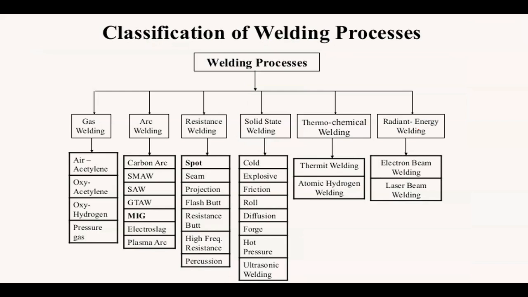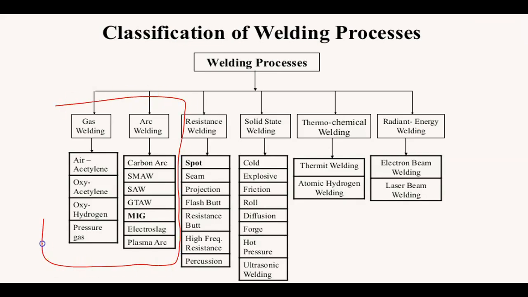Okay, this is very important. How can the welding process be classified? Generally we have about six different types of welding process, starting from gas welding. Gas welding is further classified into air acetylene, oxyacetylene, oxyhydrogen, and pressure gas. Then comes arc welding. In arc welding, we have carbon arc welding, SMAW, that means shielded metal arc welding, submerged arc welding, GTAW, gas tungsten arc welding, MIG, metal inert gas welding, electroslag, and plasma arc. These are the different types of arc welding.